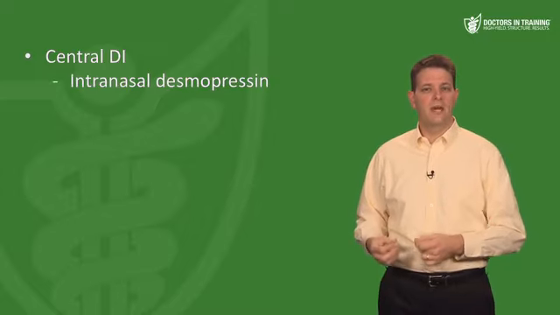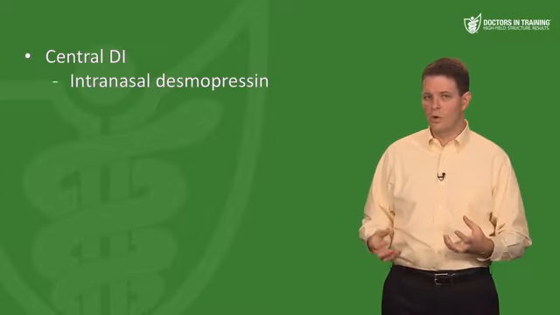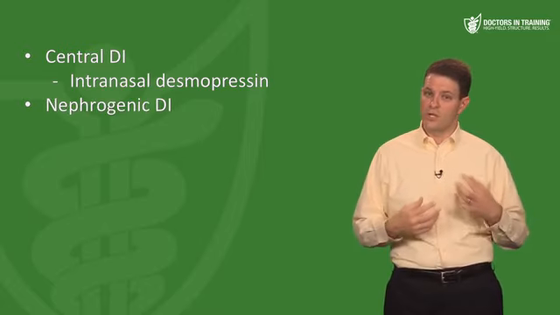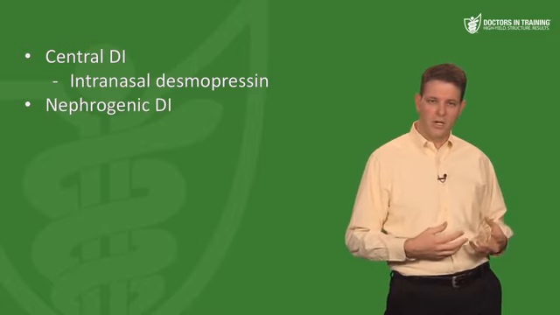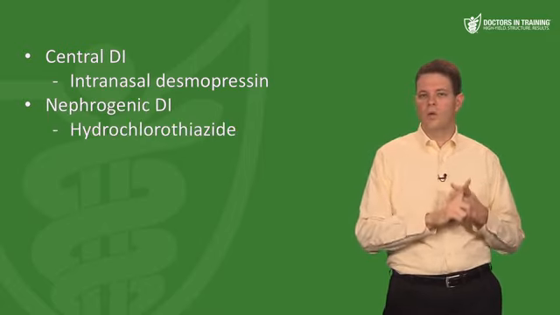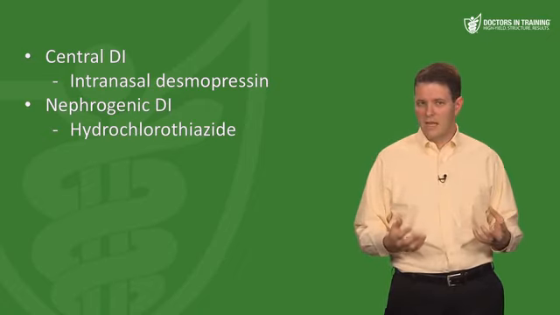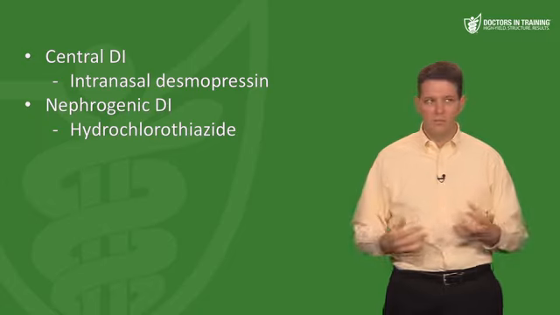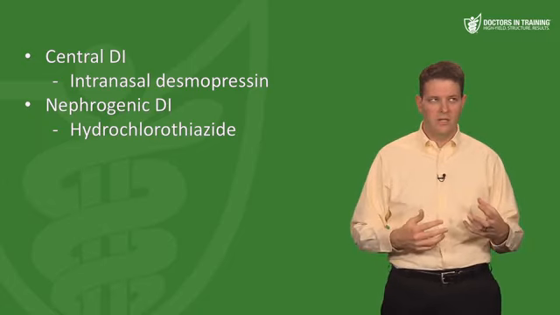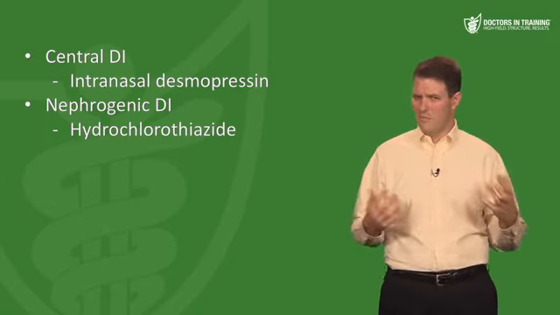So how do we treat diabetes insipidus? Well, if it's central DI, then the treatment would be intranasal desmopressin. You're just replacing the hormone that's deficient. For nephrogenic diabetes insipidus, it's a little trickier. First-line treatment is hydrochlorothiazide, or HCTZ, which doesn't automatically make sense. They've got DI, so they're peeing too much, and now you're giving a diuretic to make them pee more?